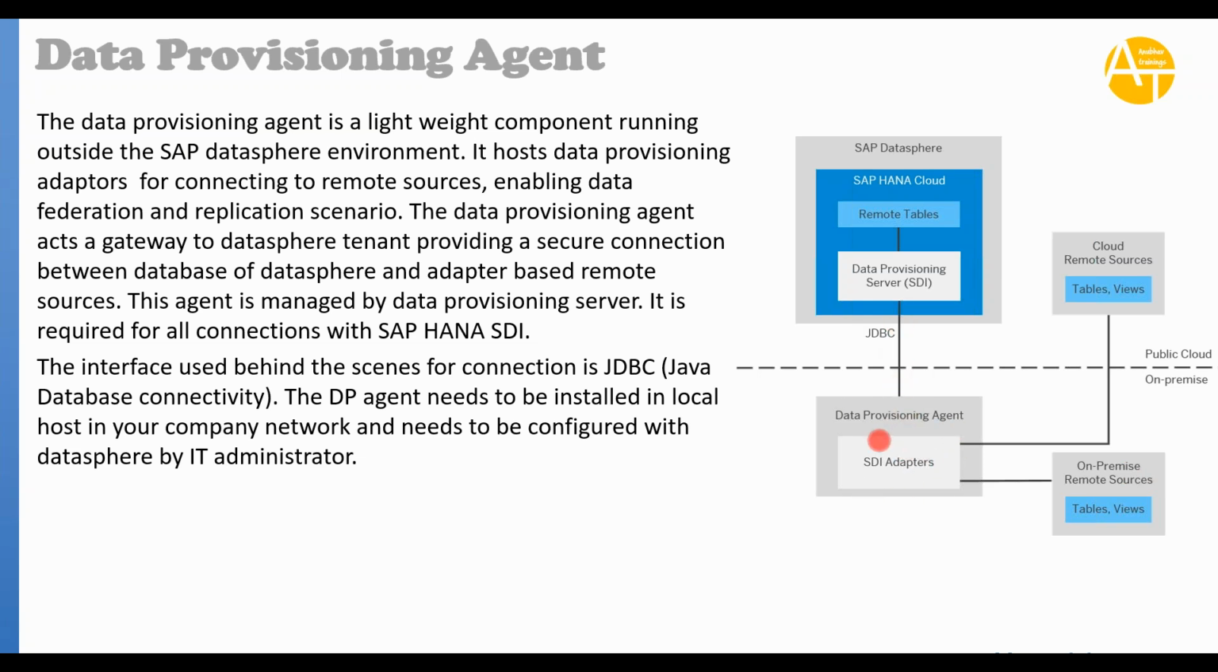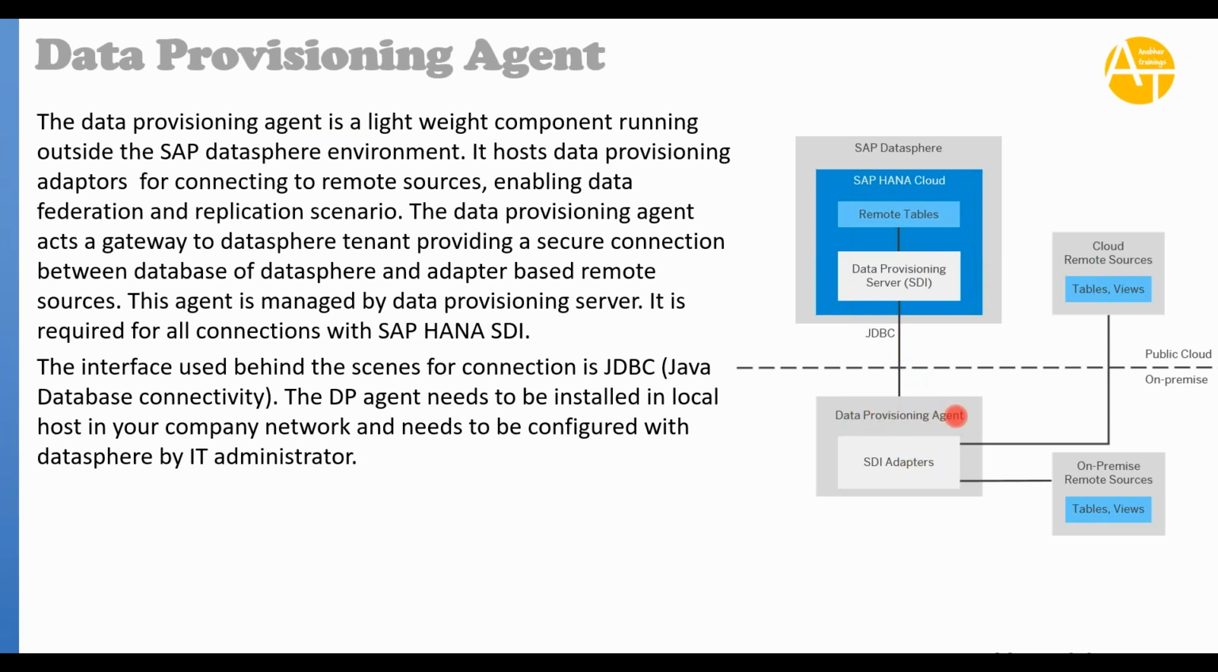Now, to connect to this agent, what does DataSphere have? DataSphere has a database; internally it uses the HANA Cloud database. The HANA Cloud database has a component called the Data Provisioning Server, SDI. This server is part of HANA's Smart Data Integration portfolio. So this server will be able to make a connection to the SAP Data Provisioning Agent. So basically there are two activities you need.